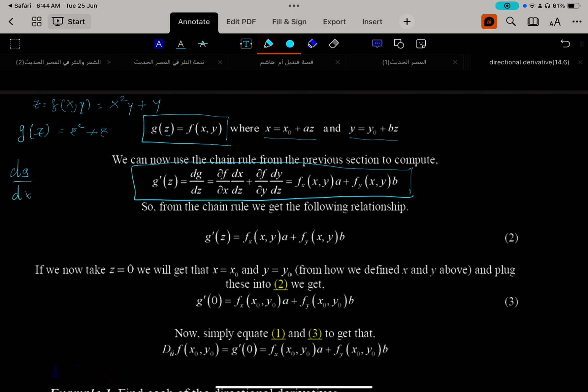And now if we want to find the derivative of g with respect to x, this is going to be the partial derivative, of course, the partial derivative of g with respect to x. Is that right? I'm not sure.